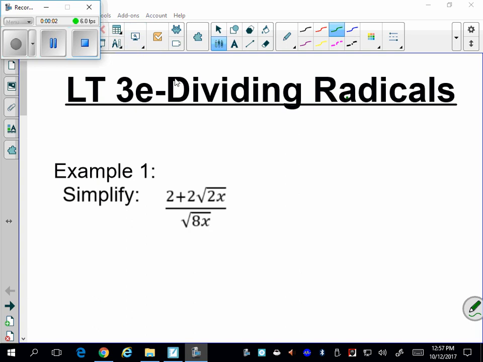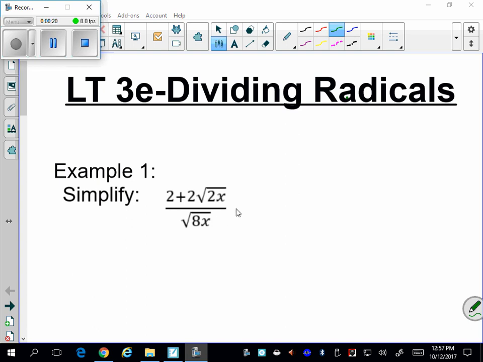Welcome to Learning Target 3E, which is dividing radicals. First, the reason why we need to simplify the problem is because there's a square root in the denominator. You cannot have a radical, or a root, we call them, in the denominator.